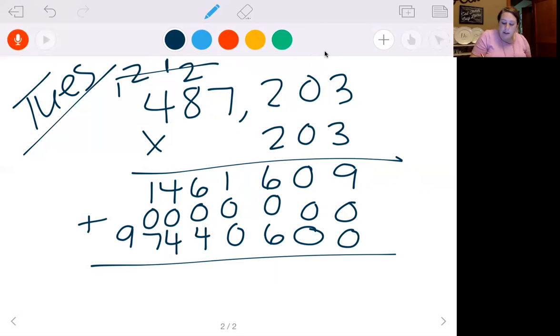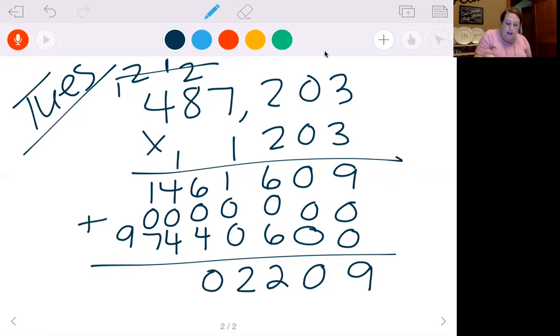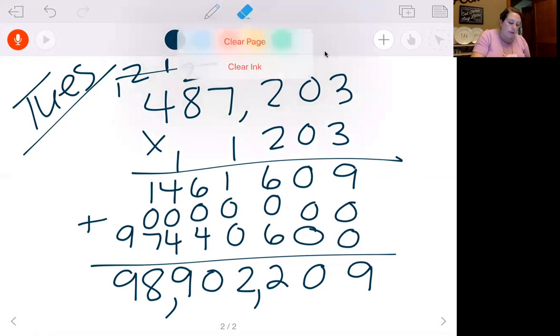So 9 plus 0 is 9. Then we have 0. 6 plus 6 is 12. Carry the 1. 1 plus 1 is 2. 6 plus 4 is 10. Put the 0, carry the 1. 4 plus 4 is 8. Plus 1 is 9. 7 plus 1 is 8. And drop down the 9. So 98,902,209 is our answer. If you could do one like that, you can do any of them. Okay, so let's do another one.